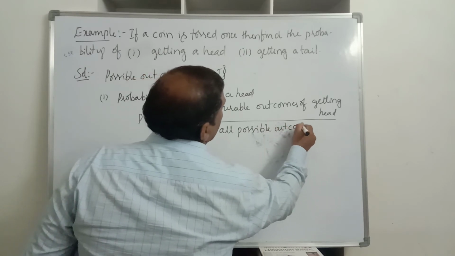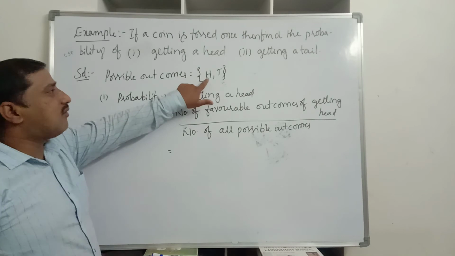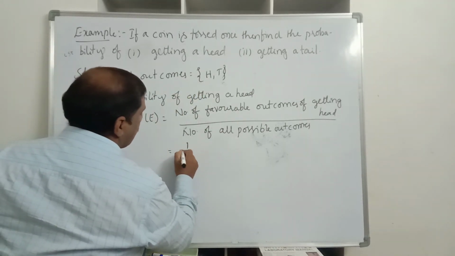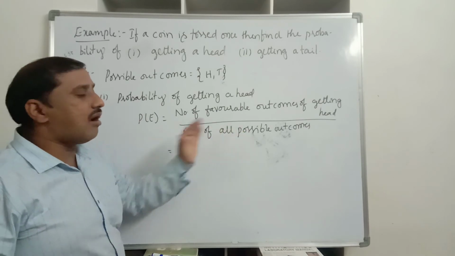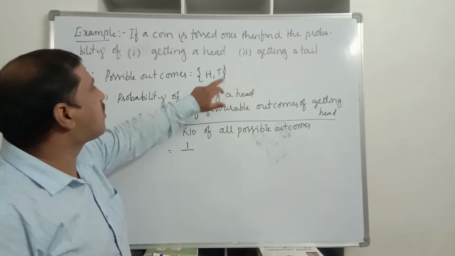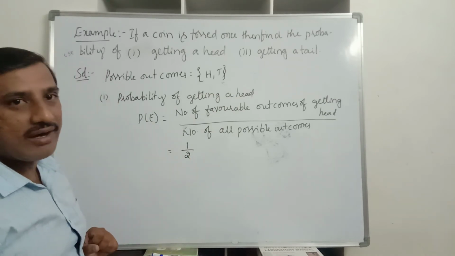So how many favorable outcomes are there for getting a head? There is only 1 favorable outcome, that is getting a head. So the number of favorable outcomes is 1, divided by the number of all possible outcomes, including both head and tail. How many outcomes are there? 2. Therefore its probability is 1 by 2.